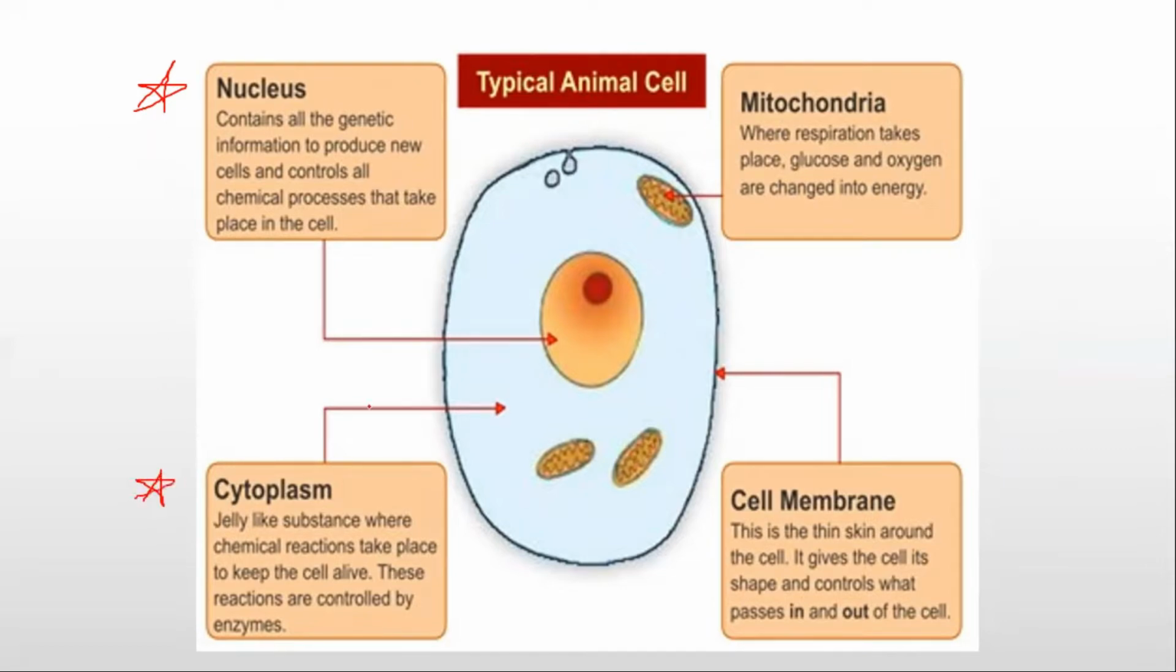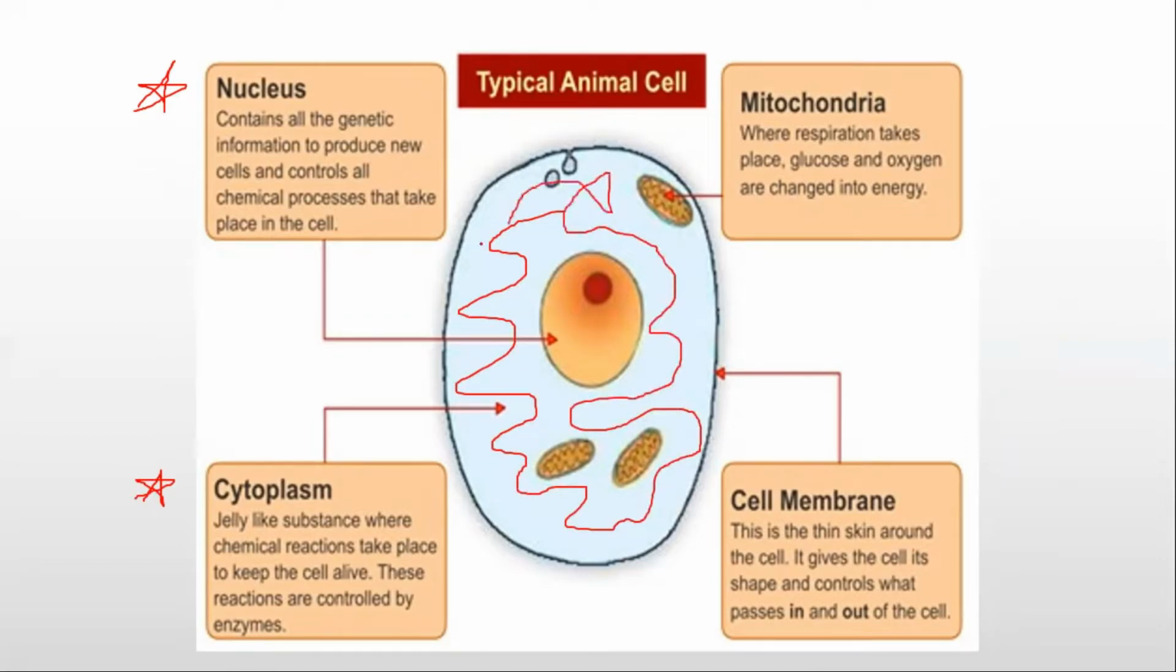Cytoplasm क्या है? ये आपके पास पूरा cytoplasm. The whole surrounding medium where all these organelles are present. This is known as cytoplasm, a jelly-like substance where chemical reactions take place to keep the cell alive. And these reactions are controlled by enzymes. Enzymes we'll be studying in the next chapter, which is your biological molecules.